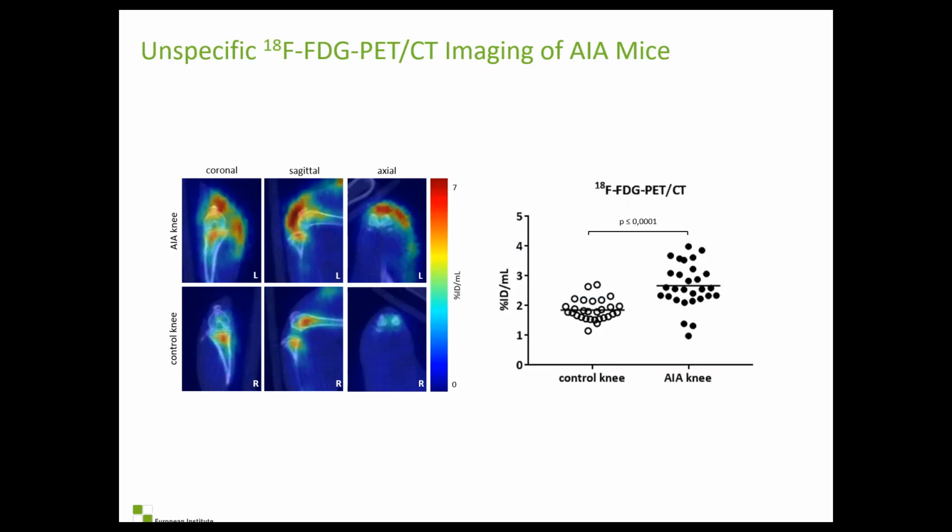which is also in both knees a little bit increased due to the immunization in the animal model. In addition, we did a quantification of the FDG scans, and as you can see, there's a significant difference between the control knee and the inflamed knee. But what you can also see is that some control knees have a higher signal than the inflamed knees, which is due to the spill-in of the bone marrow signal.